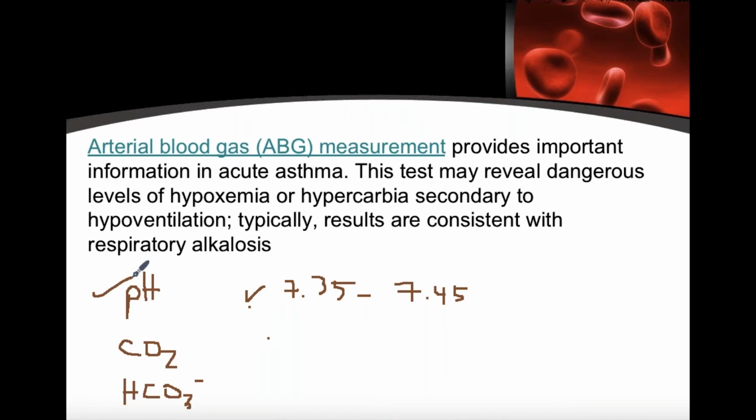So you say to yourself, step one, I'm going to check the pH. And I want to know the condition of the blood. Is it acidotic or alkalotic? Is it too much acid or too much base? If it's below 7.35, then they're acidotic. If it's above 7.45, then they're alkalotic, right?